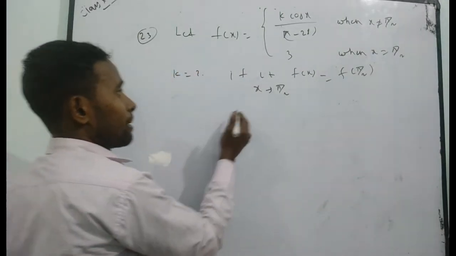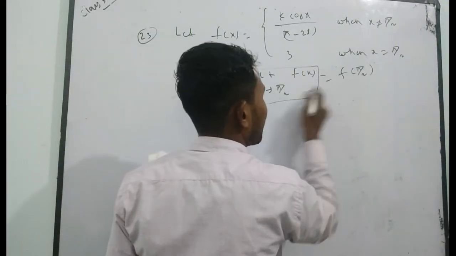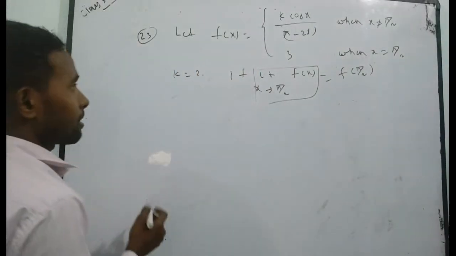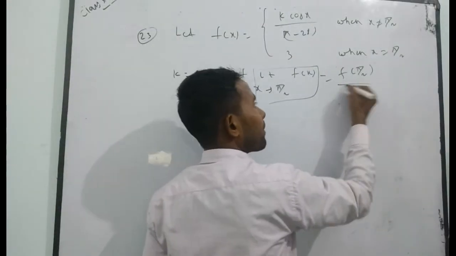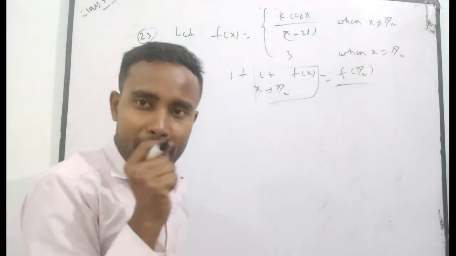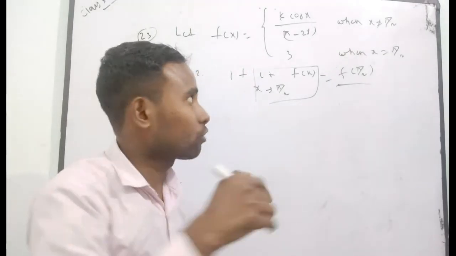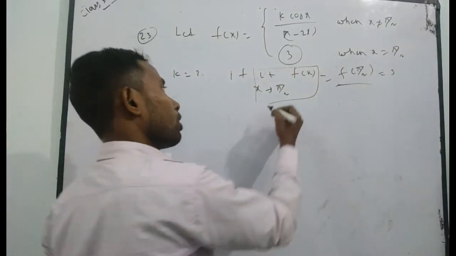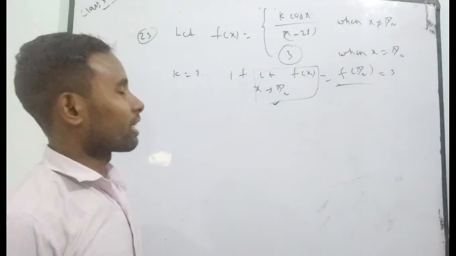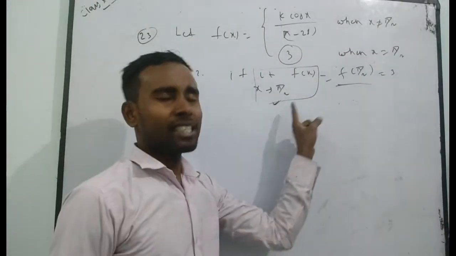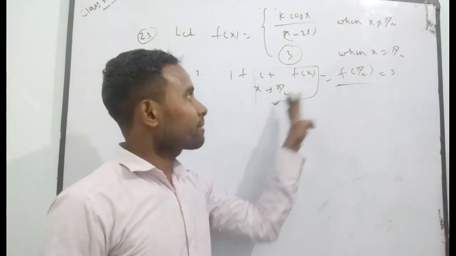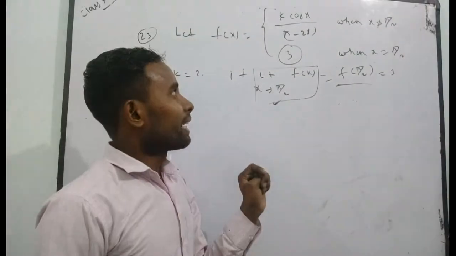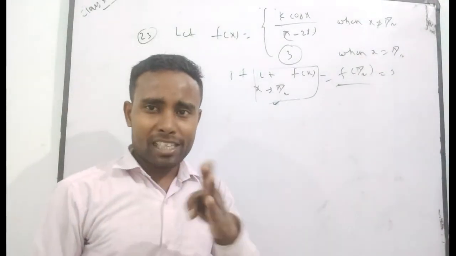As you know, limit x tends to pi by 2 of f(x) is given as f(pi by 2). Now a simple question arises: what is the value of f(pi by 2)? f(pi by 2) means the value of f(x) when x is equal to pi by 2, which will be 3. So f(pi by 2) is equal to 3, which is given. Now you have to evaluate this value. According to this question, what will be the value of f(x) when x approaches pi by 2? Definitely you consider two ways, by LHL or RHL.